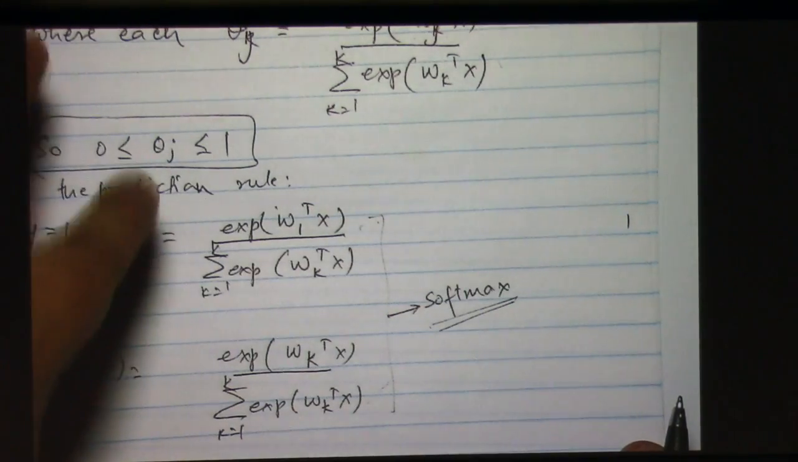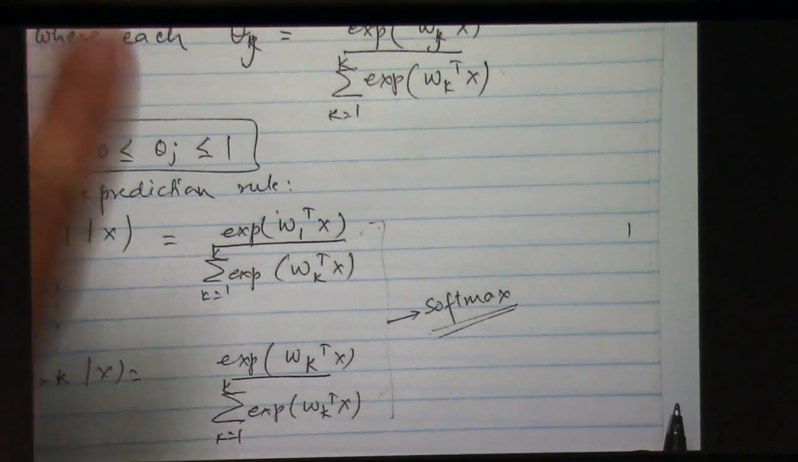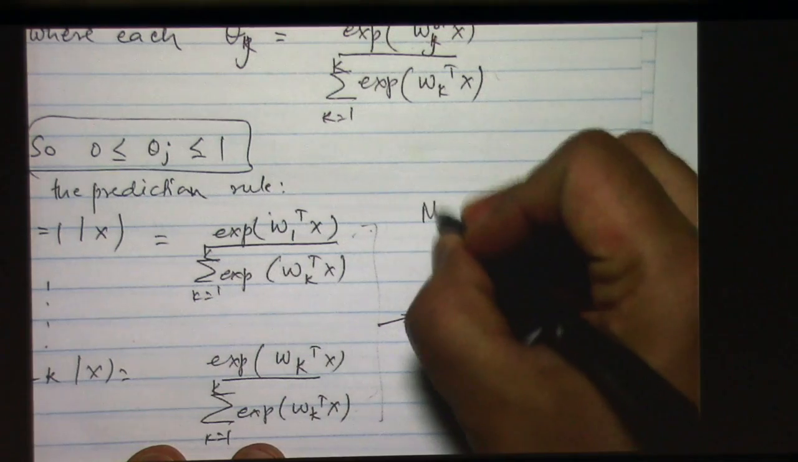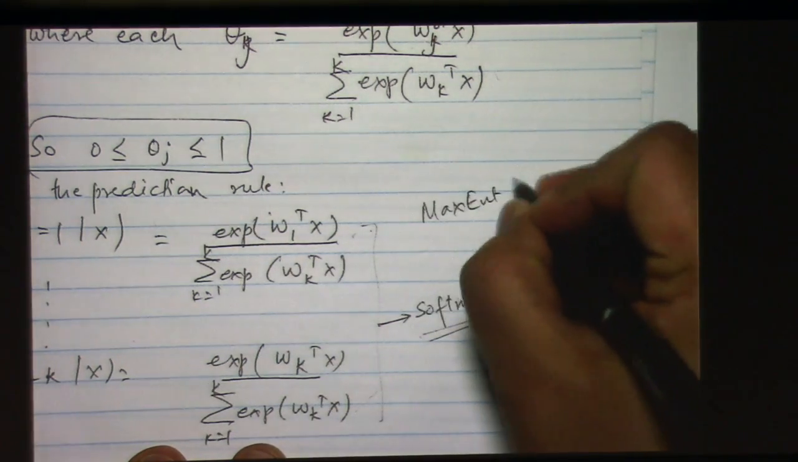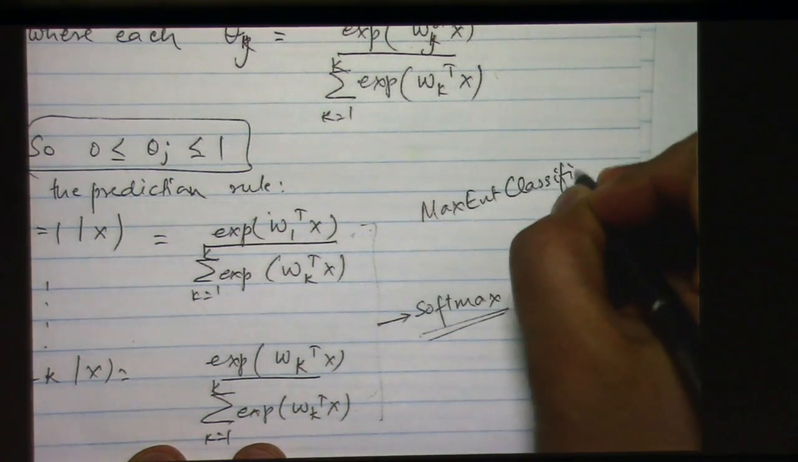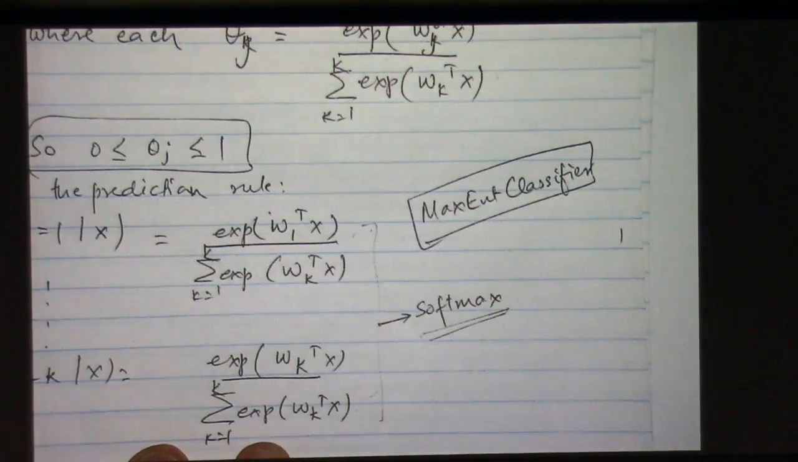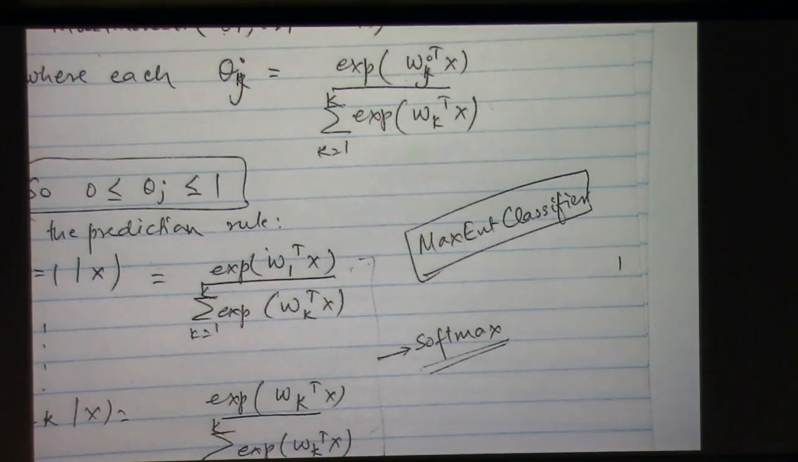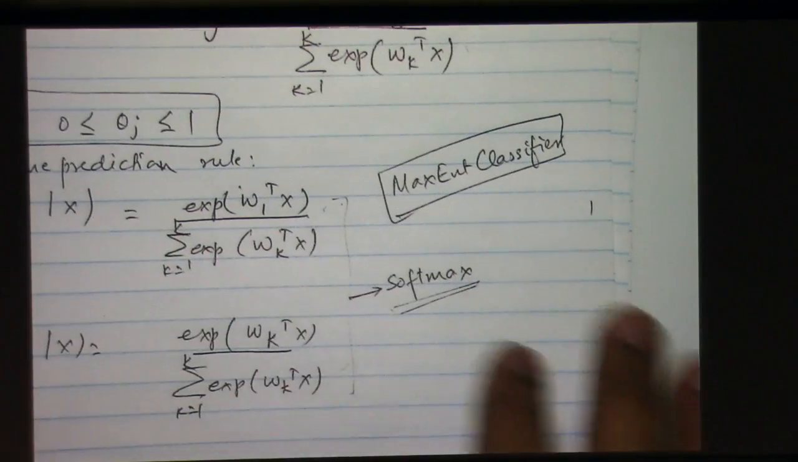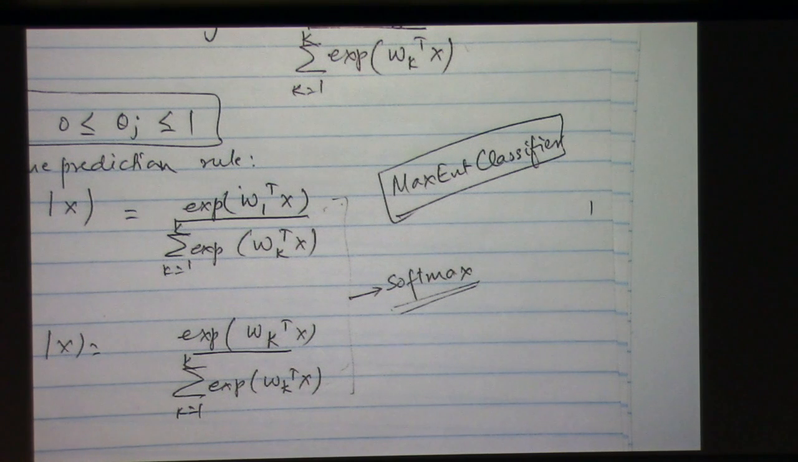Another name that you might see in the literature for this is the max-ent classifier, which stands for maximum entropy classifier. There's a reason for that, because it's kind of like you're maximizing the entropy of your classes. But that's something you don't have to worry about too much. If you're reading a paper and you see that term, you should not get confused. It's essentially another name for multi-class logistic regression. All right, any questions so far?